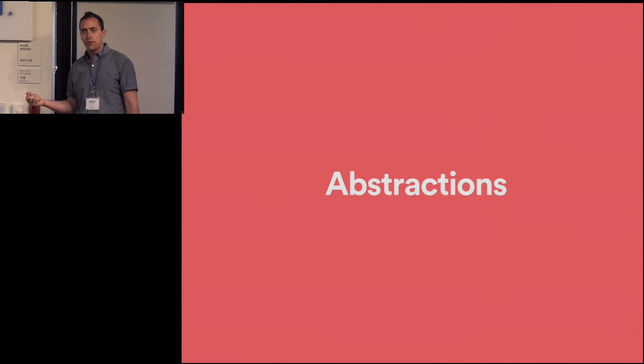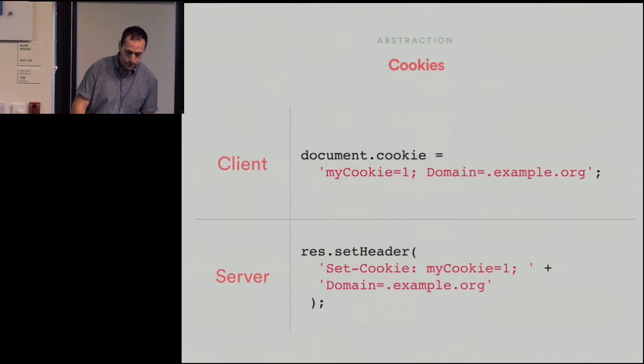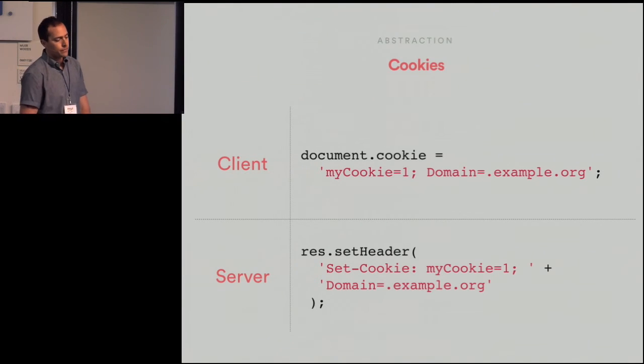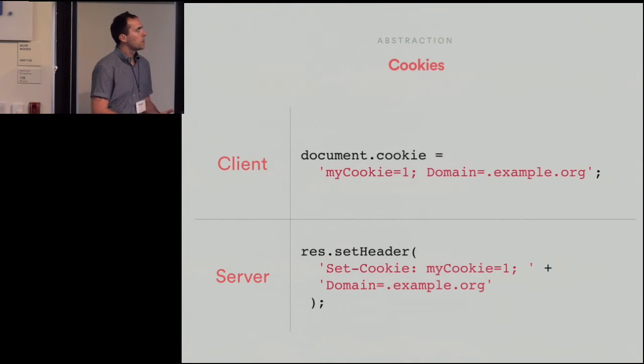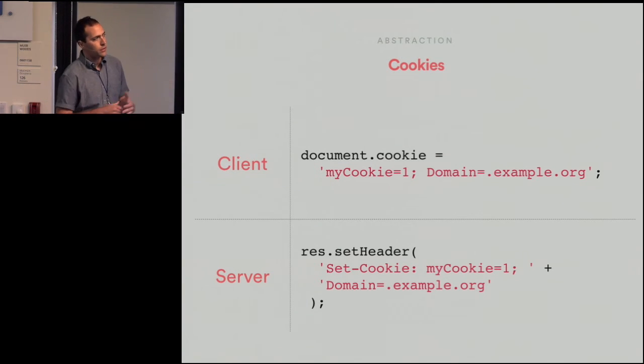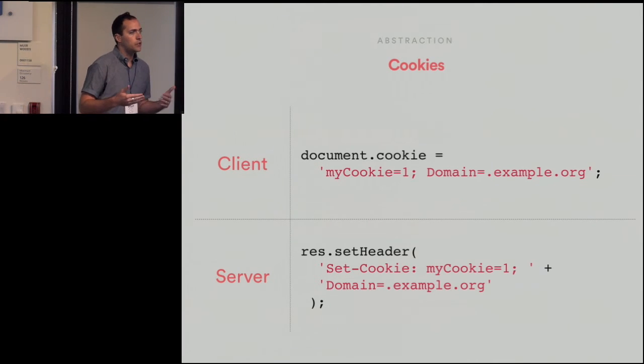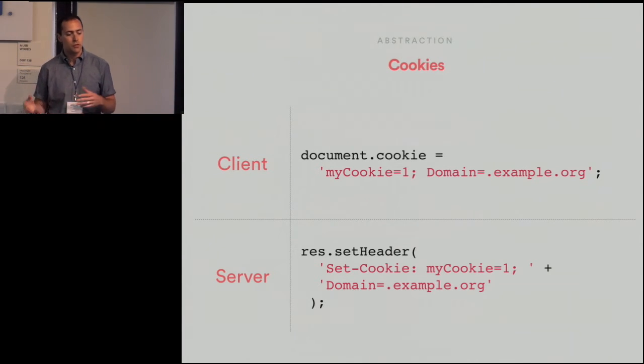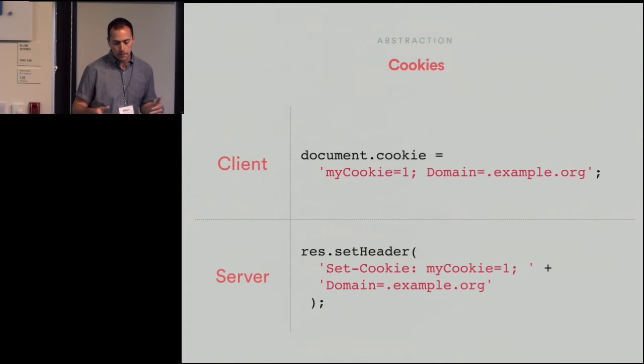So let's talk about some of the abstractions that you'll run into. An obvious one is cookies. On the client side, if you want to set a cookie, you basically just set document.cookie equals, and you pass it a string, some sort of serialized cookie string. That serialized string has a name, a value, and some metadata. But on the server side, setting a cookie is actually a response header, an HTTP response header. So you'll say response.setHeader, the header name is Set-Cookie, and then you use that same cookie string, that same serialized string.